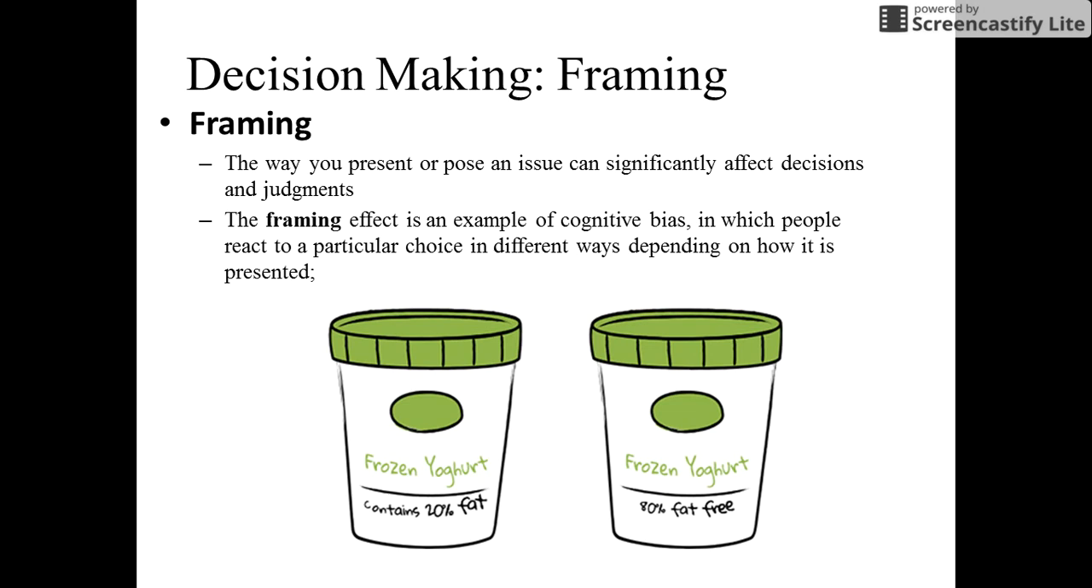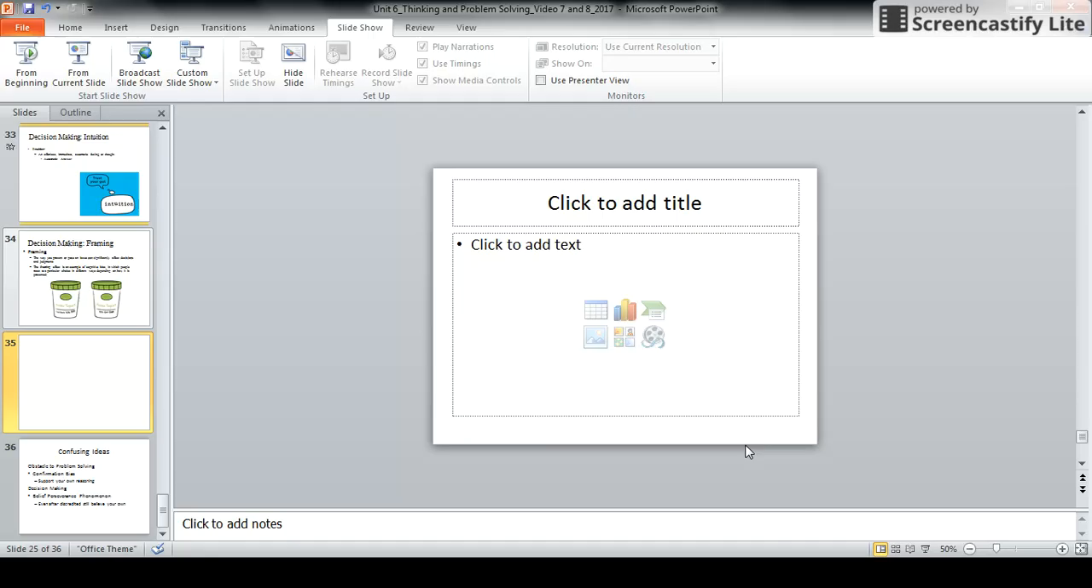Framing is the way you present or pose an issue that can significantly affect your judgment. Okay, the framing is the way in which we state something. Okay, so below, okay, you could phrase the two statements either way. Okay, the first one says it contains 20% fat. Okay, the second one says it's 80% fat free. Both mean the same thing. However, I would most likely choose this one because it has 80% of it is fat free versus 20% of it has fat in it. I would be more likely to choose this one. Framing, again, is the way in which you state certain things that can impact your decision.